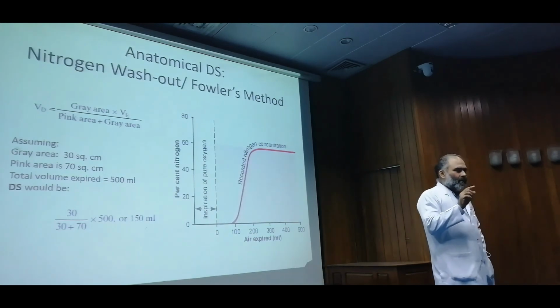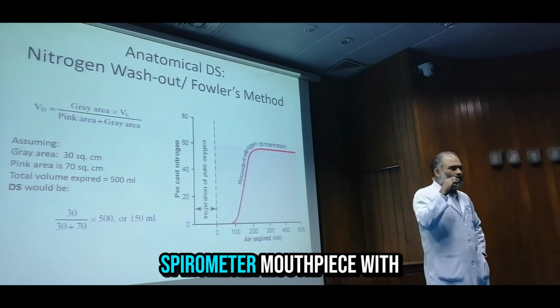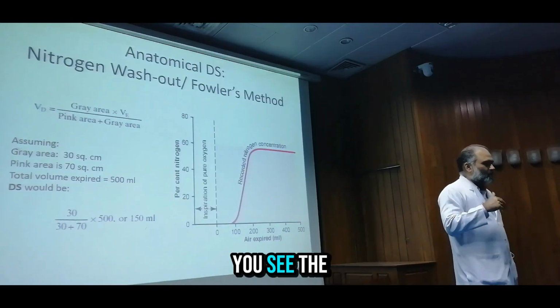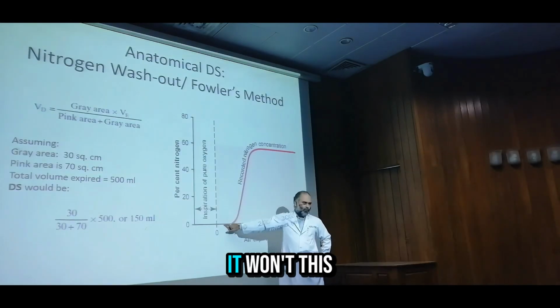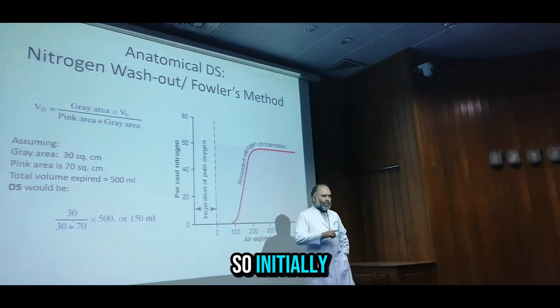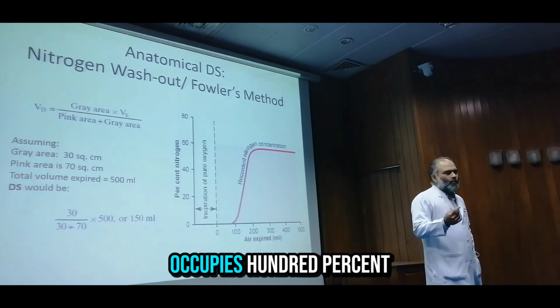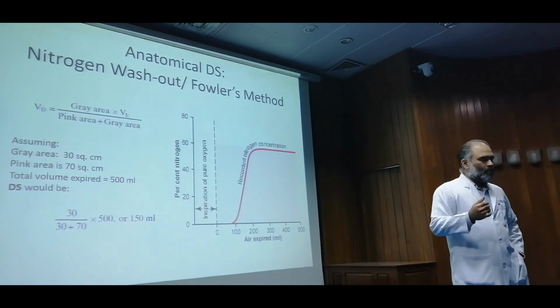You understand this? Now, very simply, you ask the guy to exhale. But during expiration, all you need to do is connect the spirometer mouthpiece with a nitrogen detector. You see the plan now? Initially, will it detect any nitrogen? It won't. This graph is of nitrogen washout. So initially, no nitrogen will be detected because the dead space occupies 100% oxygen. You gave it to him, right?